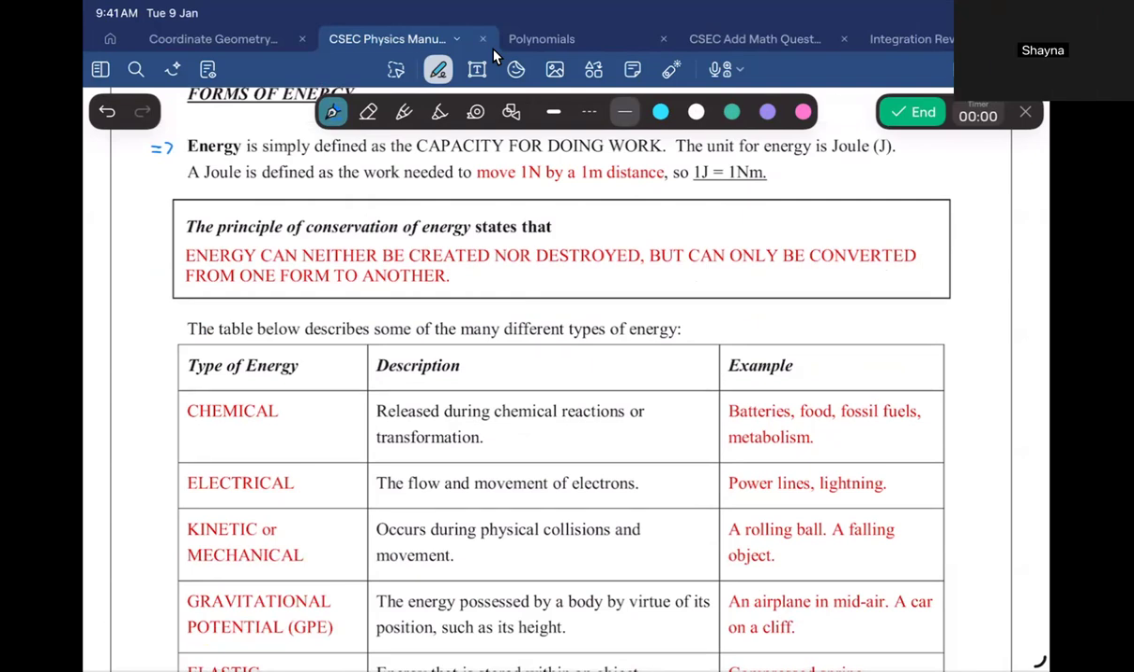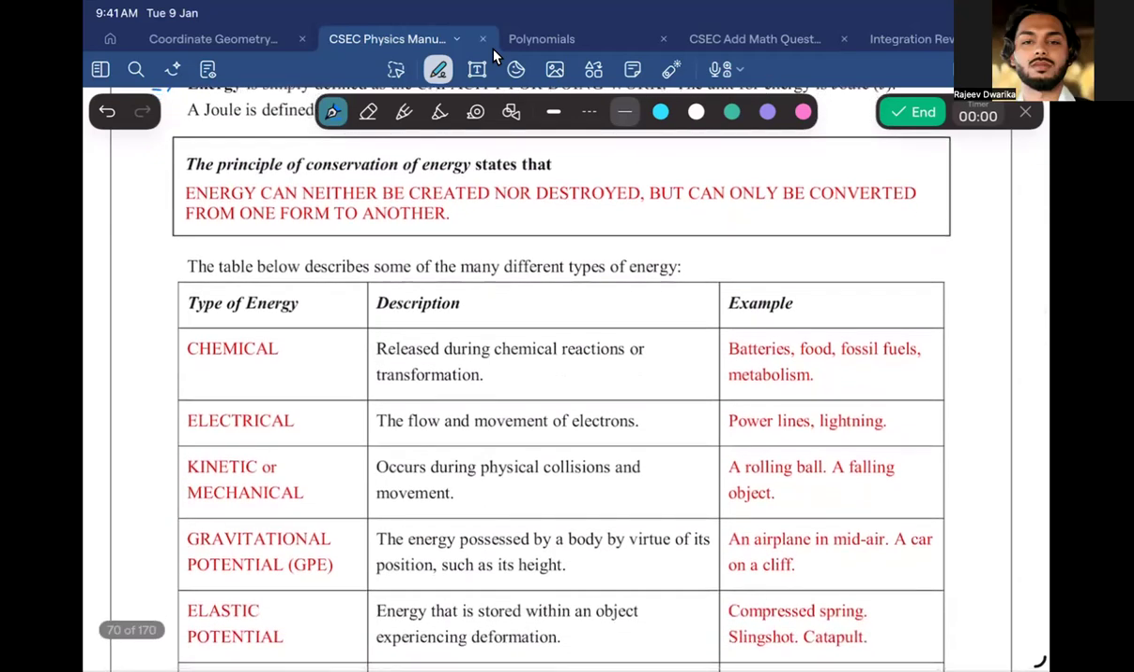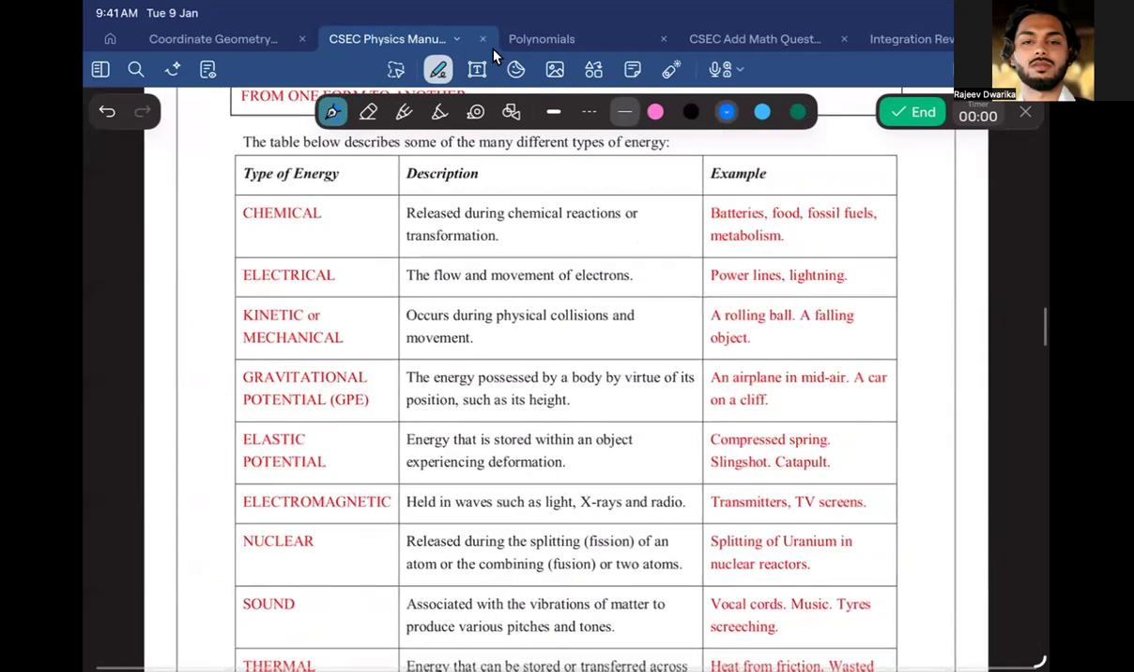You're right. So the principle of conservation of energy states that energy can neither be created nor destroyed, but can only be converted from one form to another. So you need to know this. I presume you'd heard this in school already, right? Yes, sir. Okay. And we have different types of energy here.